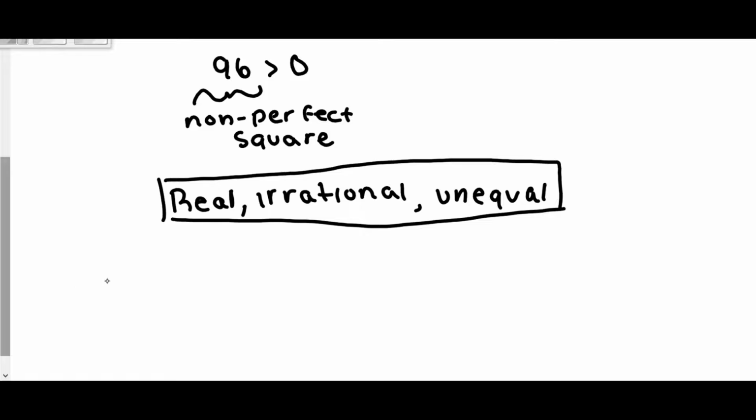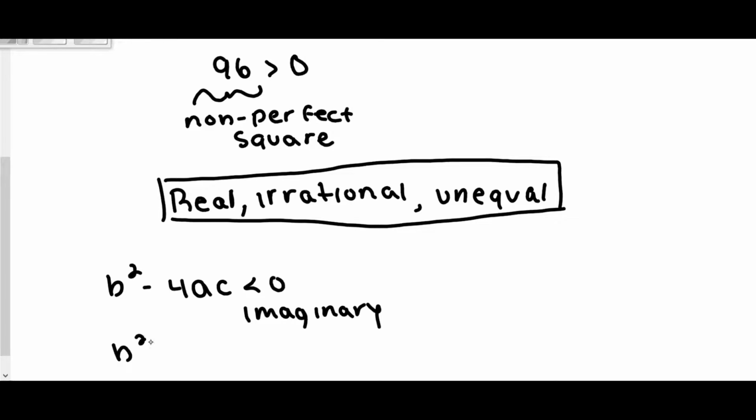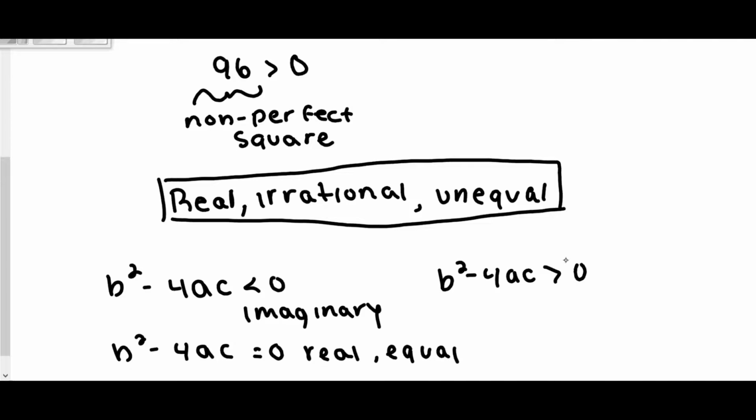Real quick, the other cases are when our discriminant, b squared minus 4ac, is less than 0, our roots are imaginary, and that's when you get a negative number under the radical, so obviously you get imaginary numbers. When b squared minus 4ac is equal to 0, our roots are real and equal. And when b squared minus 4ac is greater than 0, and it's a perfect square, our roots are real, rational, unequal.